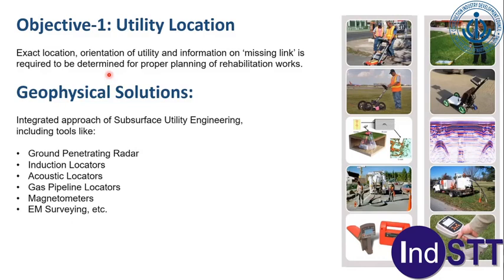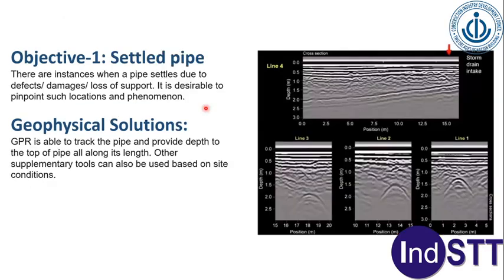SUE is a subject in itself. There is a separate lecture on SUE which is available, and you can please go through that. Second, settled pipe. There are instances when a pipe settles due to defects or damages or loss of support. It is desirable to pinpoint such locations and phenomena. GPR is able to track the pipe and provide depth to the top of the pipe all along its length. Other supplementary tools can also be used based on site conditions.